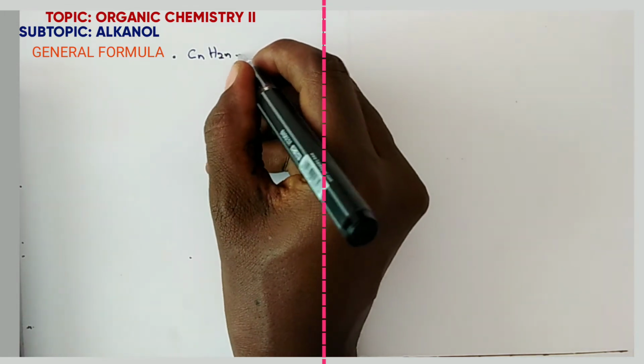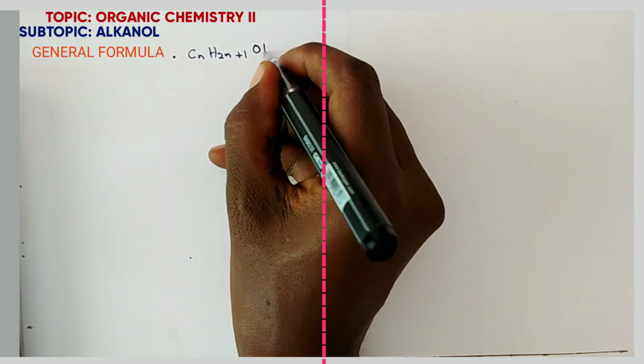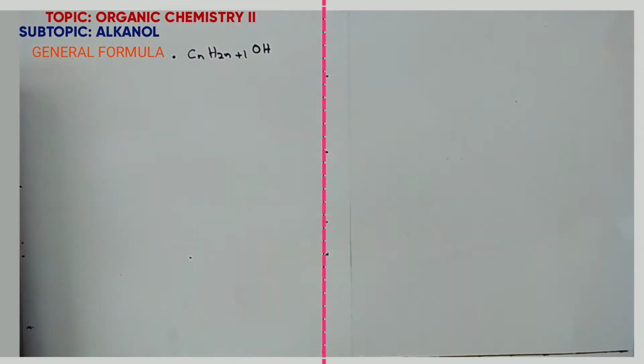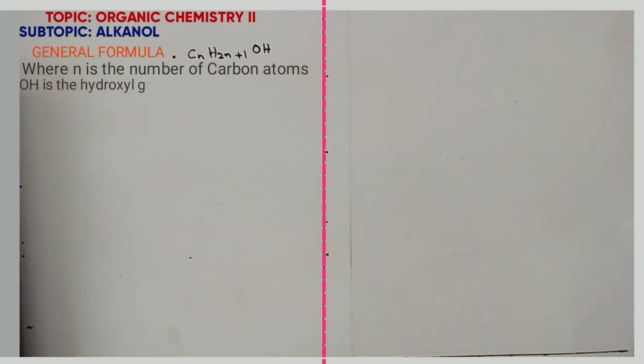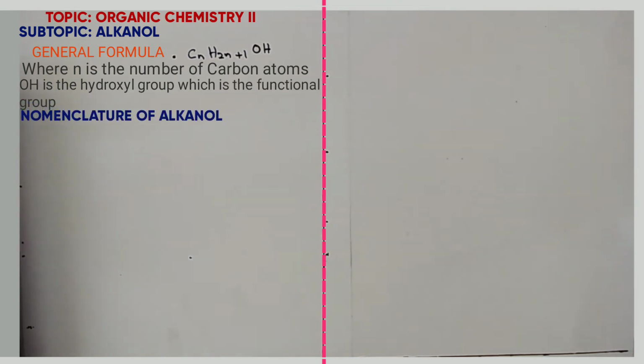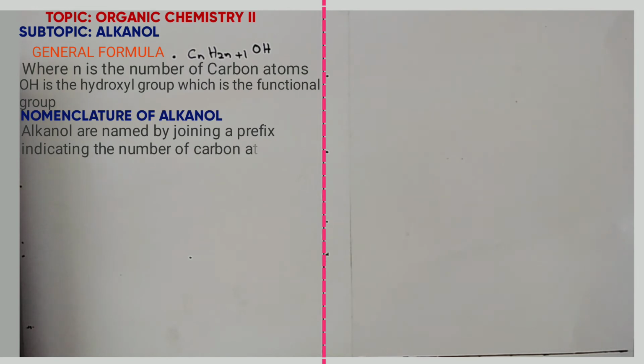CnH2n+1OH, where n is the number of carbon atoms and OH is the hydroxyl group, which is a functional group. Next is nomenclature of alkanols. Alkanols are named by joining a prefix indicating the number of carbon atoms to a suffix -anol.